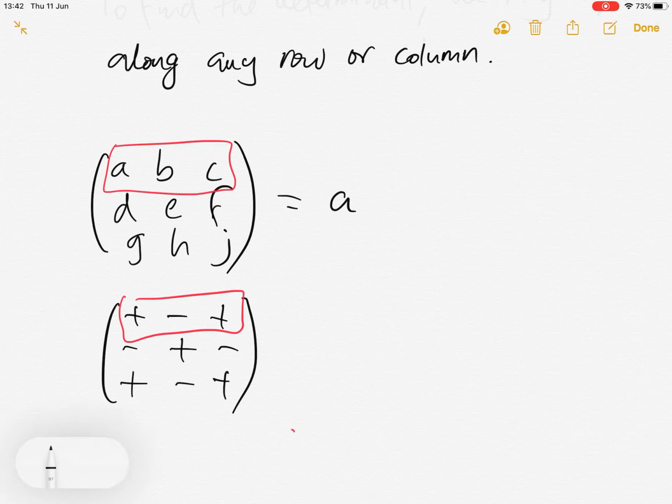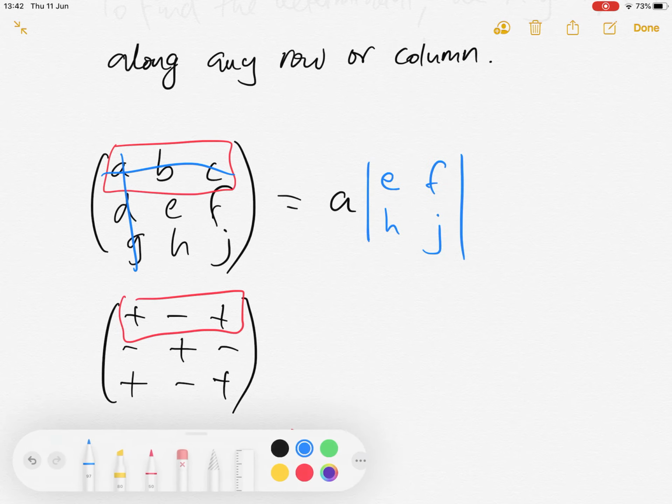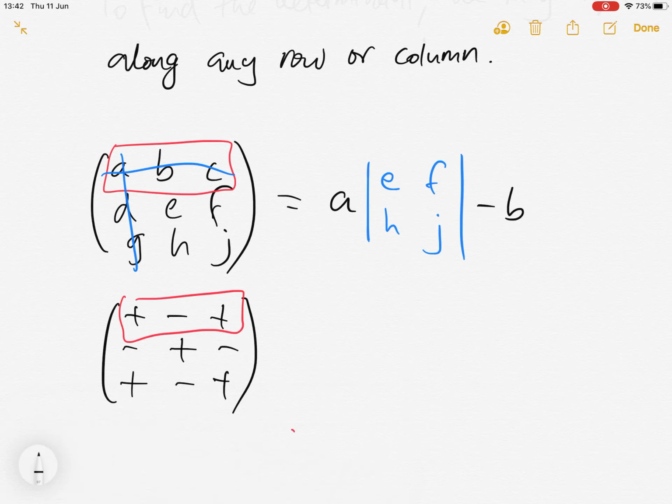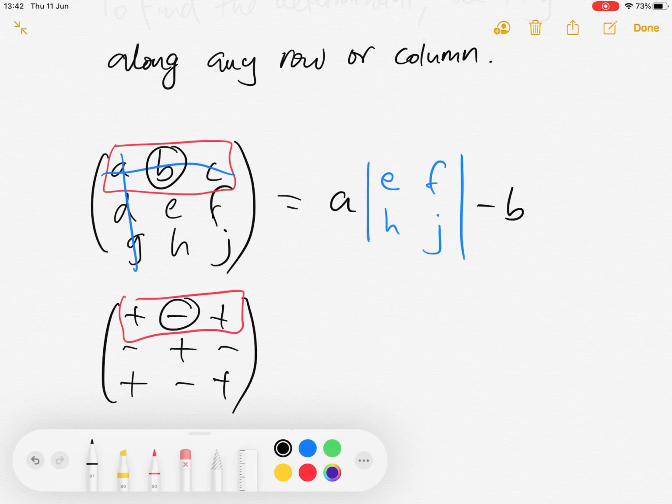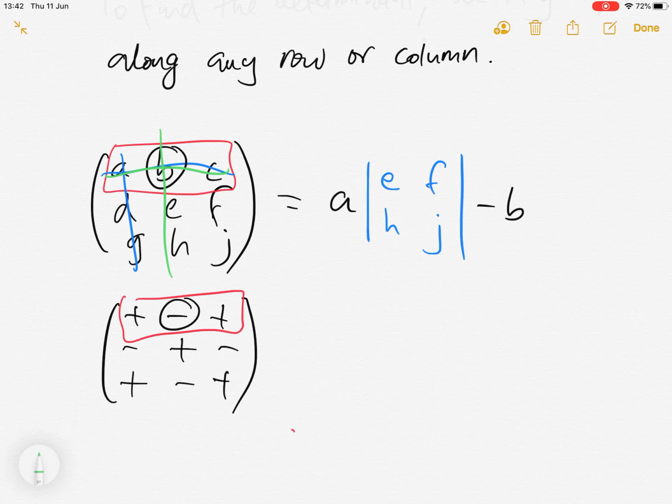We multiply it by what we get if we cross out the row and column containing A. So we multiply A by the determinant E, F, H, J, and then we add to that minus B. The minus comes from here, and then we do the same thing with B. We cross out the row and column containing B, and we multiply by the determinant of what's left. So what's left is D, G, F, J.